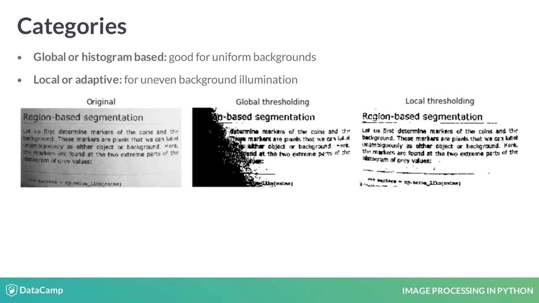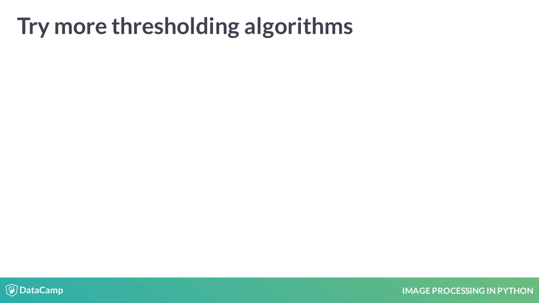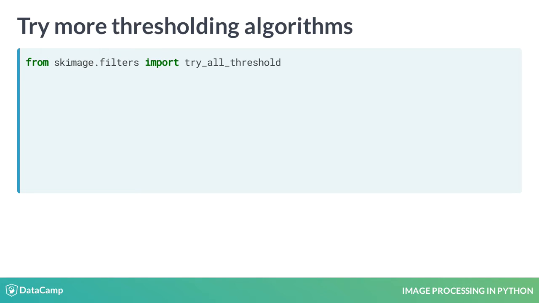Here we have an image to compare. In this case, it seems that local is without a doubt the best option. What if I want to try more algorithms? Well, scikit-image includes a function that evaluates several global algorithms, so that you can choose the one that gives you the best results: the try all threshold function from the filters module.